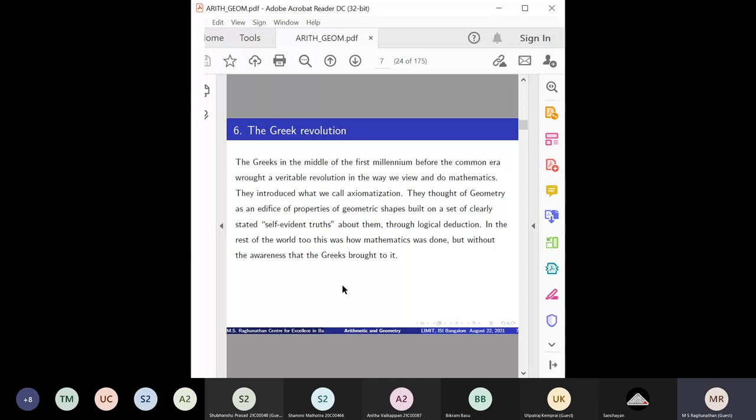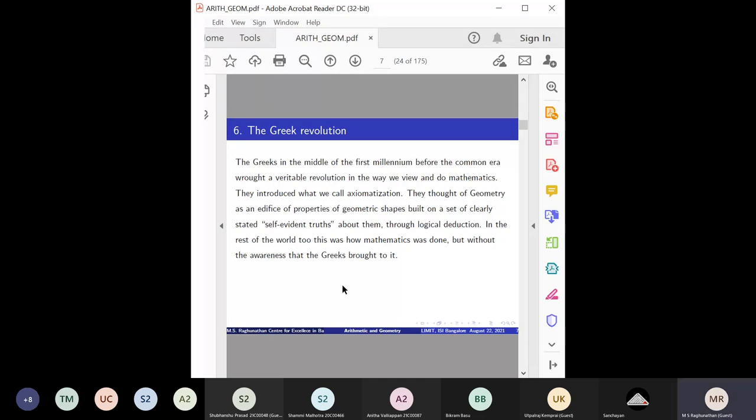So elsewhere too, people did do mathematics, but they didn't clearly state what their assumptions are, and there was a certain amount of vagueness about the way they went about it. Though eventually, whatever was done could be put into the framework which Euclid invented, which the Greeks invented, but as they went along, they did not really realize that this is what was being done elsewhere, in India, in China, where also mathematics flourished.